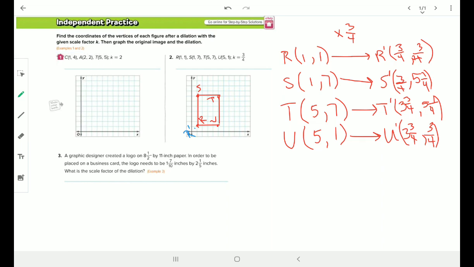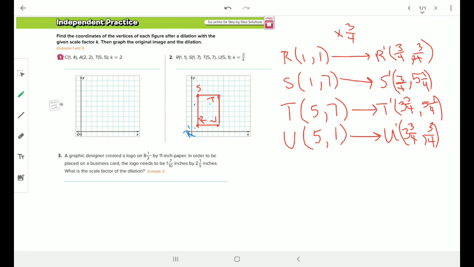And if I go back and label now, S prime is (3/4, 5 1/4). So I'm going to stay at that 3/4 mark and go up 5 and then up 1/4. So about right in there is 5 1/4. And then we have (3 3/4, 5 1/4). So I'm going to go over 3 and not quite another one, and up 5 1/4. So it's going to be about right there.